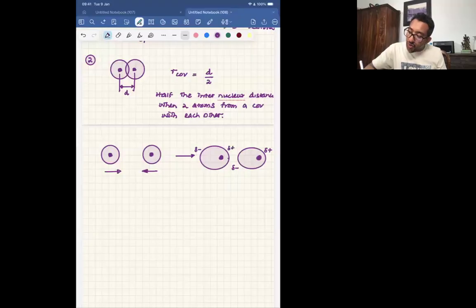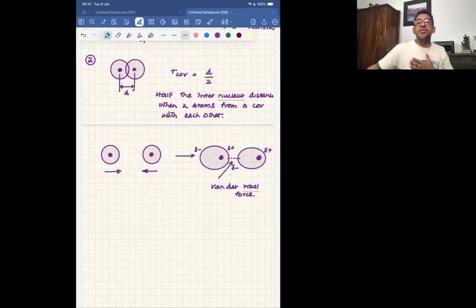So that is called a Van der Waals force. What is that called? Van der Waals force. It's a temporary force. Very weak interaction.